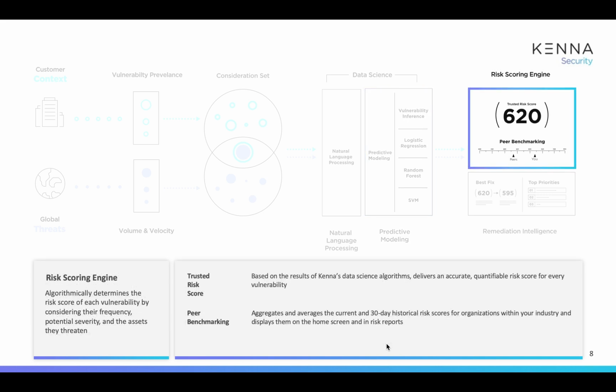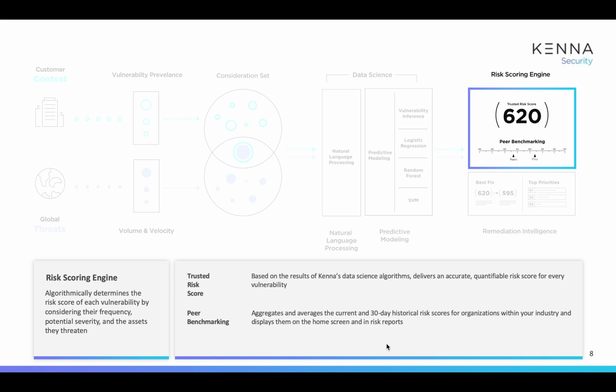And Kenna uses the results of all of these analyses to deliver an accurate, quantifiable risk score for every vulnerability, asset, and group of assets. The risk score takes into account the number of instances of each vulnerability in the environment, the potential severity, and the assets that are threatened as a result of each vulnerability.